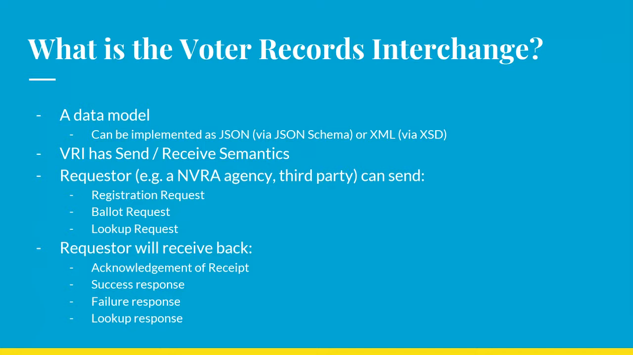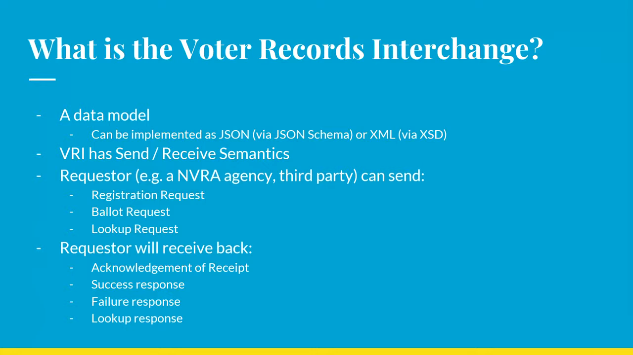So what is the voter records interchange? Well, it's a common data format, and it's built based on a UML model. And if that doesn't mean much to you, that's okay. What it does mean is that the format is well specified in a formal way and has very good documentation around it. The format can be implemented as JSON or as XML, which are two popular formats on the internet.